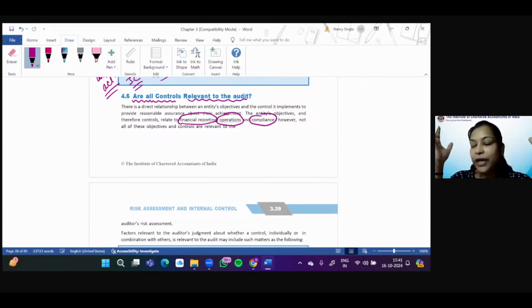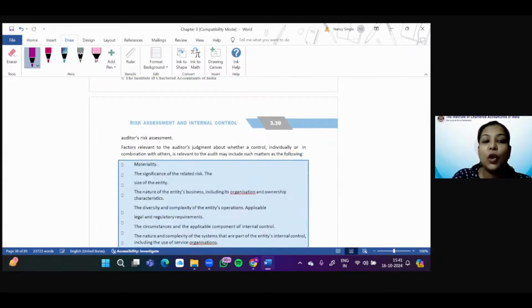So what are the factors that the auditor should consider in order to see whether a particular control is relevant or not, right? So see, if that control is on a material transaction or a material aspect of the organization, then it can be relevant to audit. So basically what we are discussing, the factors relevant to auditor's judgment about whether a control individually or in combination with others is relevant to the audit may include such matters as the following.